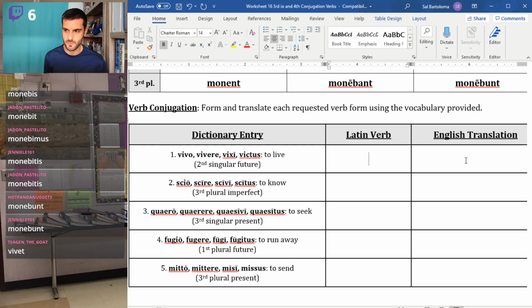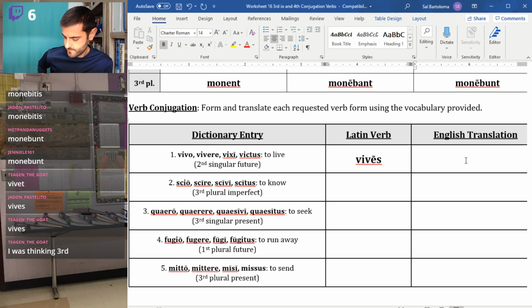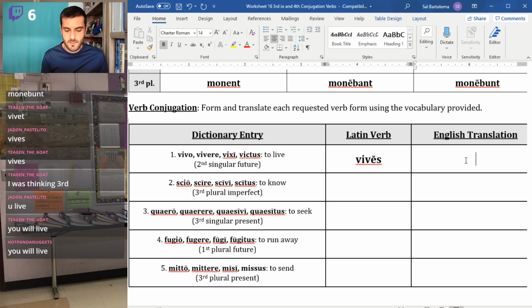Second singular and future. So close. Second singular, Tegan. That's the you form. There we go. Right. Vives. And what does it mean? It's a Cicero form. Very close, very close, very close. You will live. You will live. Right. Vives.